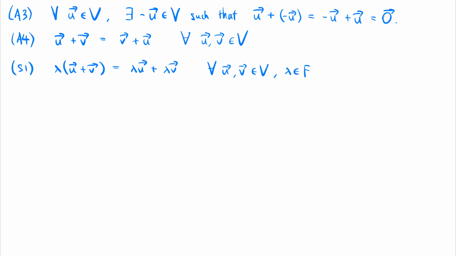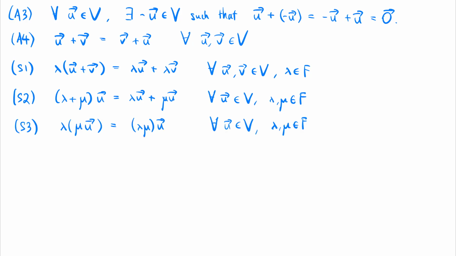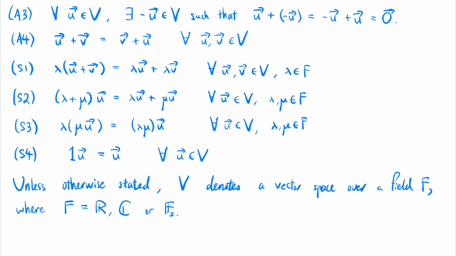S1, lambda times (u plus v) equals lambda times u plus lambda times v for all u, v in V and lambda in F. S2, (lambda plus mu) times u equals lambda times u plus mu times u for all u in V and lambda and mu in F. S3, lambda times (mu u) equals (lambda times mu) times u for all u in V and lambda and mu in F. S4, 1 times u equals u for all u in V. From now on, unless otherwise stated, V denotes a vector space over a field F, where F equals the real numbers, complex numbers, or F2.